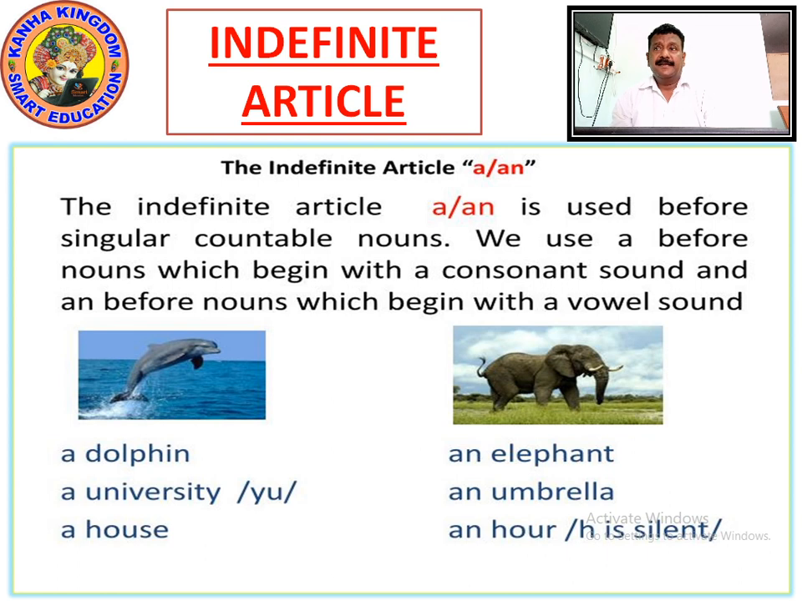So now let's see indefinite articles. When we talk about indefinite articles, A and AN come in the indefinite articles. A and AN are used before singular countable nouns. It's said that the indefinite articles A and AN are used before singular countable nouns. We use A before a noun which begins with a consonant, and AN before a noun which begins with a vowel.